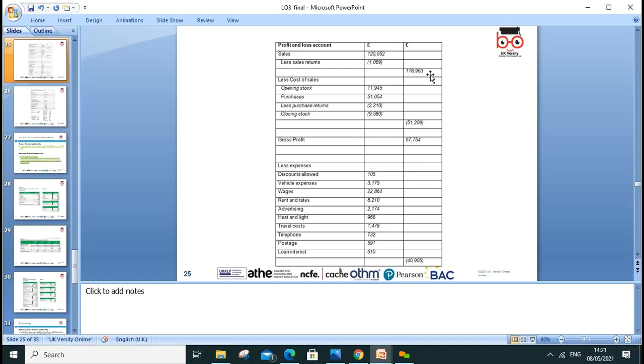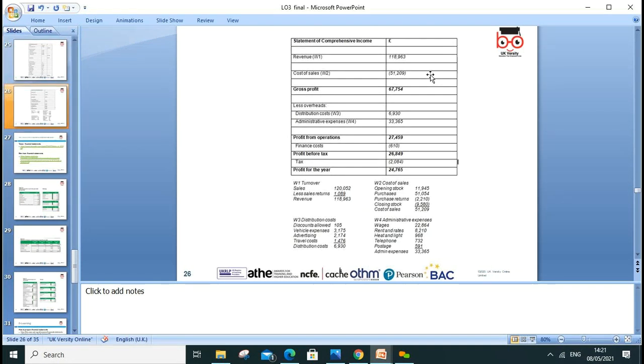But then we have overhead expenses, or we call them indirect expenses: discount allowed, vehicle expense, wages, and all of this. And then my profit; we have a loss in this case. This is the minus, and we can calculate profit or loss for this period. So that's my total expense, and the difference will be our profit. Then we can prepare the statement.